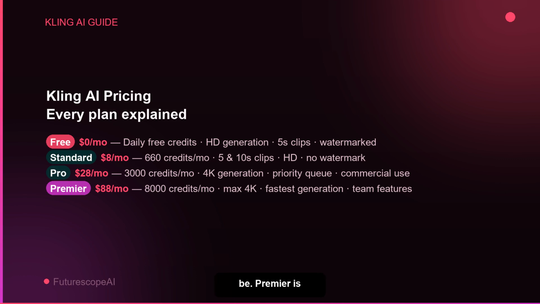Premiere is $88 a month, 8,000 credits, maximum 4K quality, the fastest generation speeds, and team-level features. My recommendation: start free to learn the prompt framework. Move to Standard when you want watermark-free output. Upgrade to Pro when you need 4K and commercial rights.